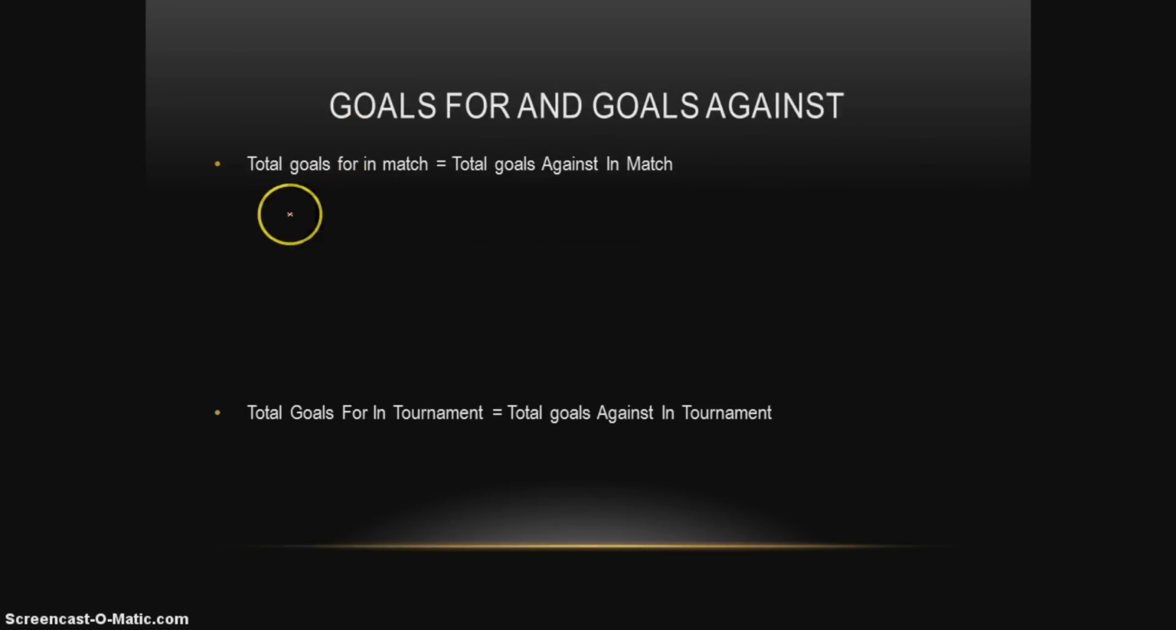One thing is about goals for and goals against. Let's talk about a single match. Let's say two teams A and B are playing against each other and the result of the match is A defeats B by 2 goals to 1. In that case, if I have to fill goals for A, it will be 2, while goals against A will be 1. On the other hand, for B it will be exactly opposite. Goals for is 1 while goals against is 2.